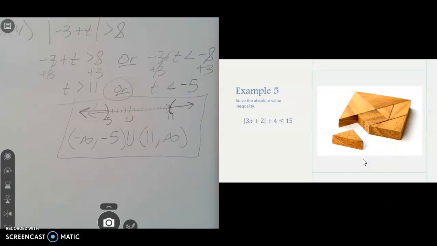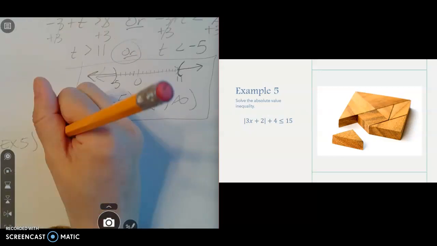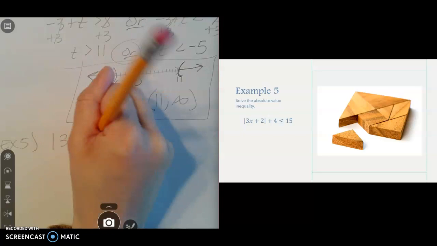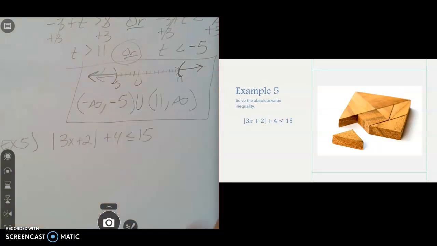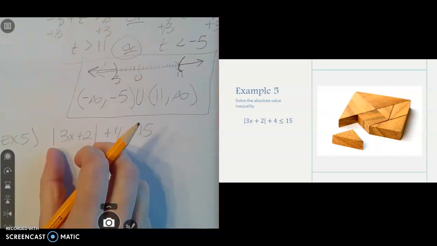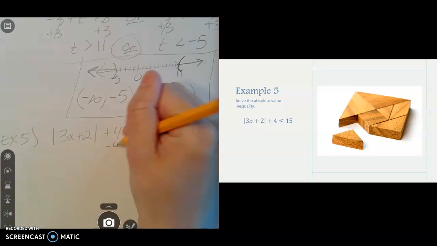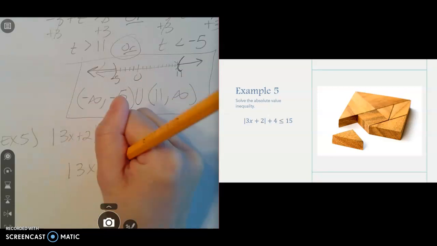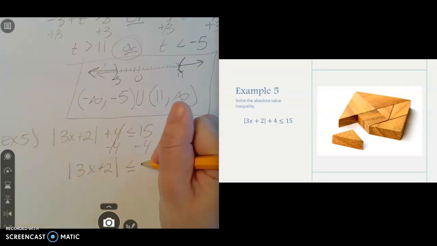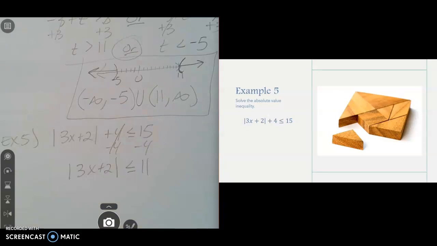All right, Example 5. Next one we're going to do has the absolute value of 3x plus 2, plus 4 is less than or equal to 15. So the first thing I need to do is get the absolute value by itself. I can't split it up until it's by itself. So I'm going to subtract 4 from both sides. Get the absolute value of 3x plus 2 is less than or equal to 11.